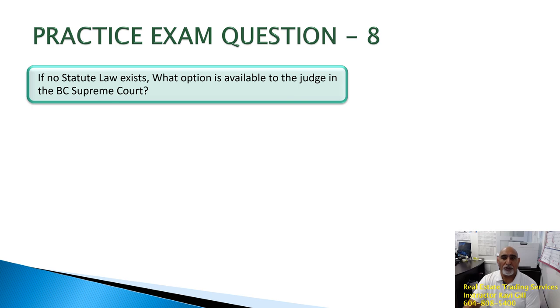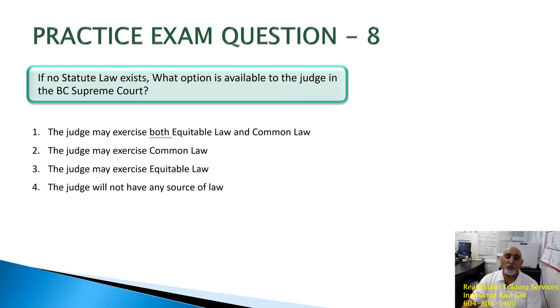Okay, question 8, sorry. If no statute law exists, what option is available to the judge in the BC Supreme Court? Remember what happens in BC Supreme Court. Brand new case can start there. No monetary limit, no territory restriction. Okay, or it could be an appeal from small claims. So if no statute law exists, well, what does he have? What does the judge have then? If there's no statute, he could use equity or he could use common.